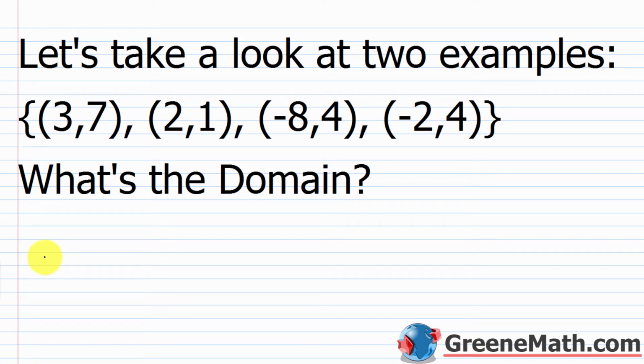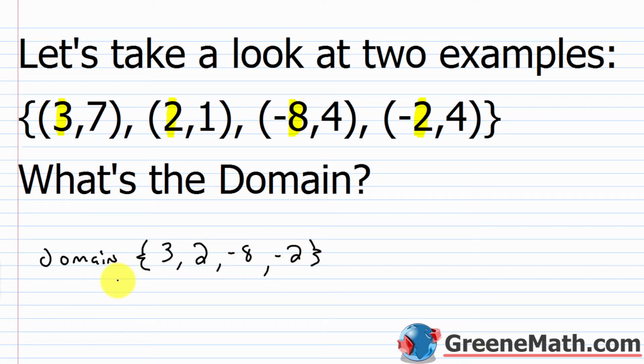So the domain, again, is the set of all first components. And again, that's kind of very textbooky, right? You want to say the set of all first components, meaning the set of all x's. So what are the x values in this relation? Well, it's everything that occurs first, right? These are your x values. That's all you're looking for if it asks you for the domain. So it's the number 3, it's the number 2, it's the number -8, and it's the number -2.